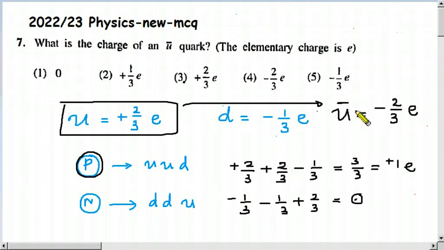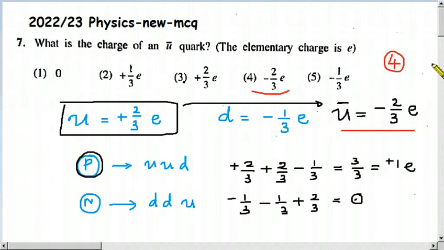What they ask is the charge of an anti-up quark. Now we have written it like this, so this one is the answer. The fourth one is the answer. So children, now they are asking little by little more difficult, deeper things in this lesson, particle physics.